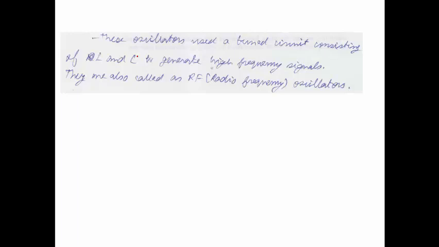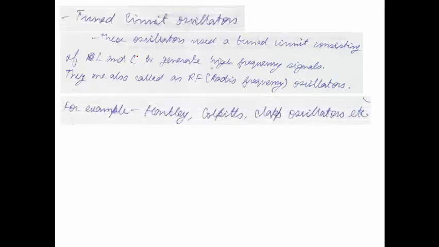So they generally work at higher frequencies, and they are called radio frequency oscillators, because RF frequencies are pretty high, in the megahertz range. They are also called tuned frequency oscillators, tuned circuit oscillators. The examples are Hartley, Colpitts, and Clapp oscillators. Out of these three, we are going to discuss in detail the working of Hartley and Colpitts oscillators in the lectures to come.